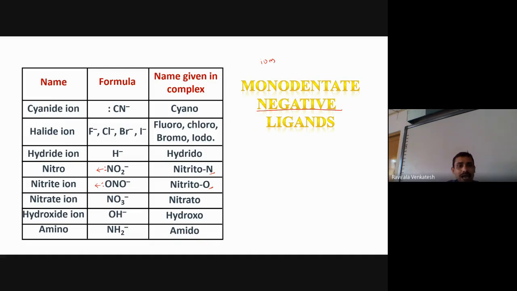Nitrato, hydroxo, amido: all donate only 1 lone pair. This negative charge has 2 electrons that it is donating. Here also the negative charge is donating 2 electrons, but from the oxygen side, while this one is from the nitrogen side. Remember that. Fluorine, negative, 2 electrons. Chlorine, 2 electrons. 2 electrons is nothing but 1 lone pair. So all are donating only 1 lone pair of electrons. Therefore, they are called monodentate ligands here. Understood? This is very, very important. Monodentate ligands can donate 1 lone pair only.